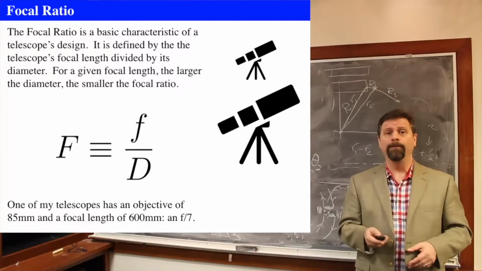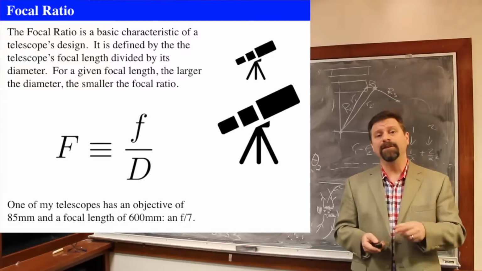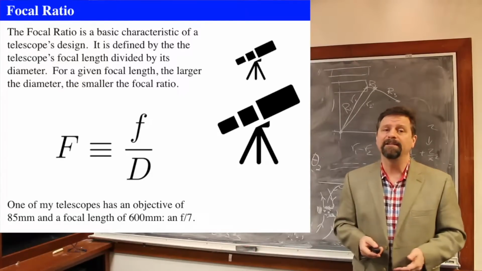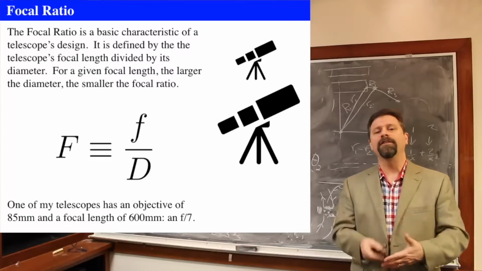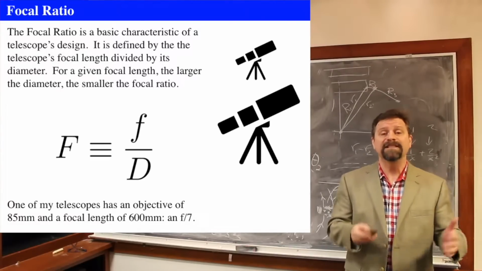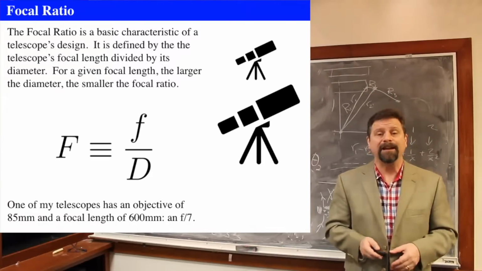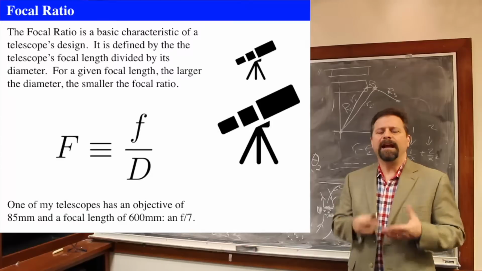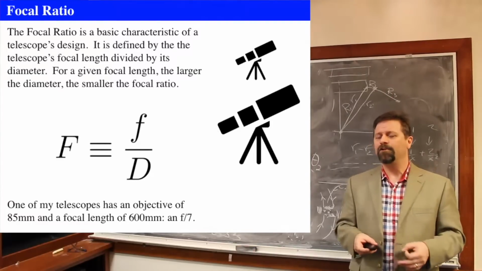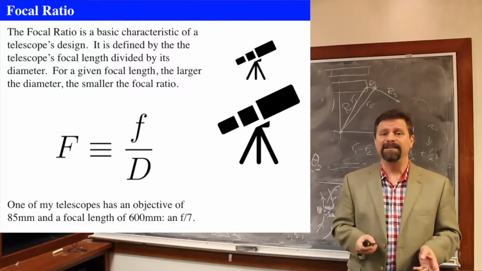One of my telescopes that I own has an 85 millimeter diameter and has a focal length of 600 millimeters, and so I'll call that a focal ratio of 7, or an f7 telescope. And that's just a little refractor I have, and I really like it. But the focal ratio can be called the speed of the telescope.